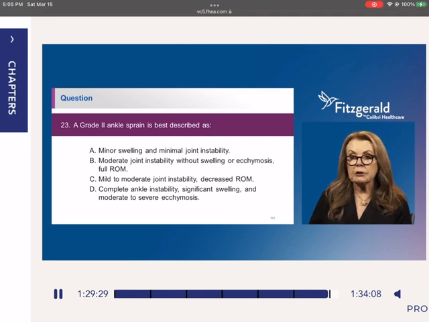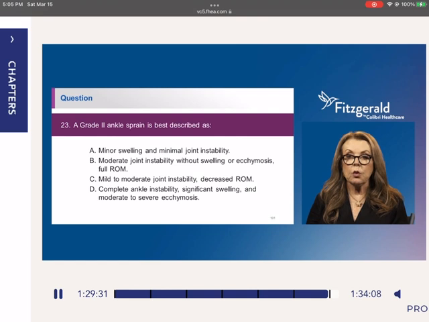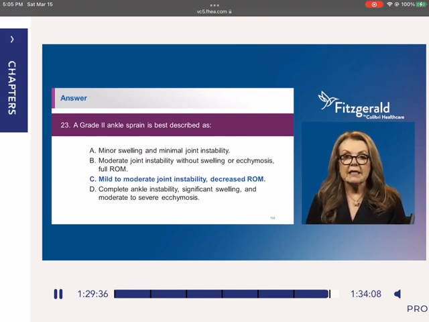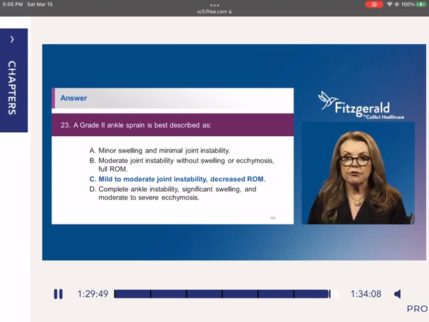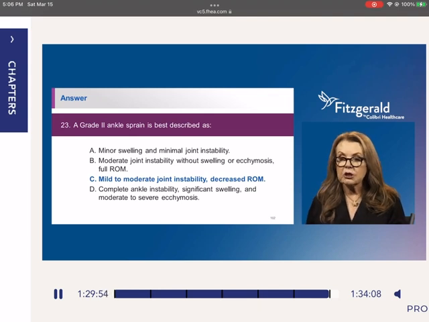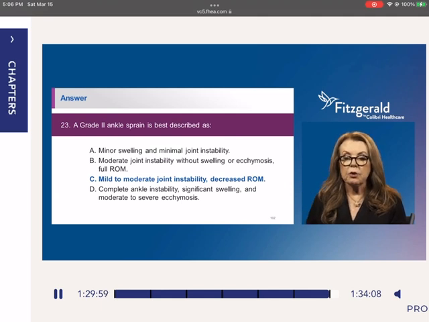Remember back to what I said a few moments ago about the different grades of ankle sprain. And obviously, C is the only correct answer, mild to moderate joint instability with decreased range of motion. Keep in mind the mechanism of injury with an ankle sprain, and that you know some of the key connections throughout the ankle. Those tissues have been damaged, and that will help you conceptualize and remember that you're going to get that decreased range of motion.